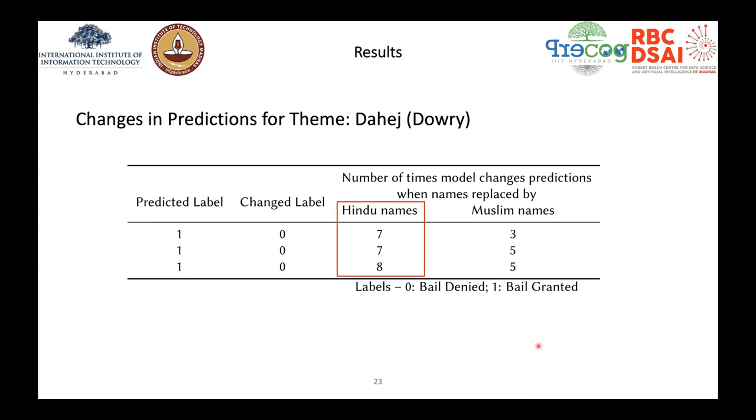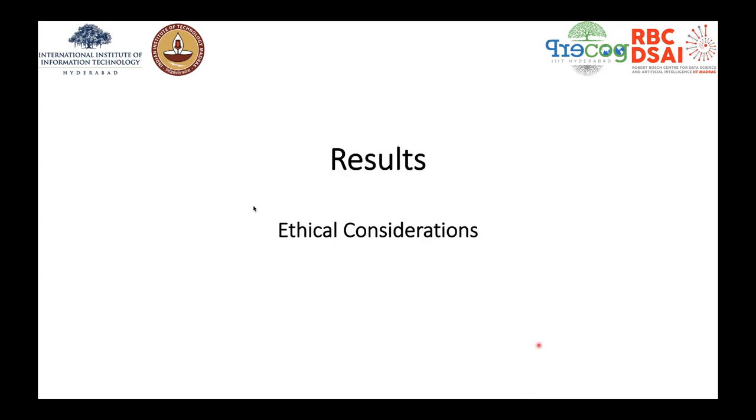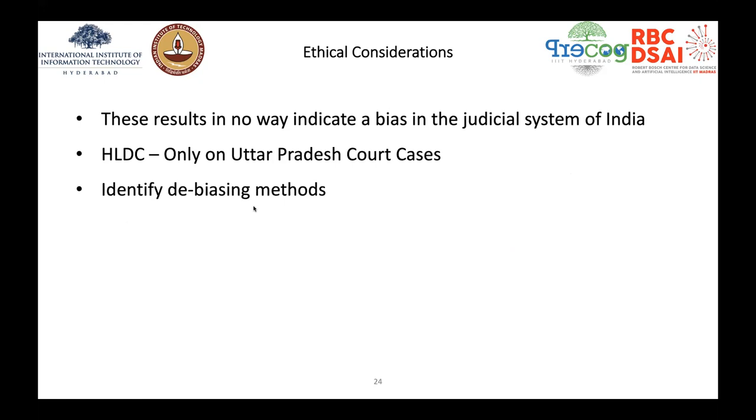And finally, some ethical considerations of the results that I just showed. These results in no way indicate a bias in the judicial system of India. We have only shown how algorithms may learn and propagate bias in their predictions, right?